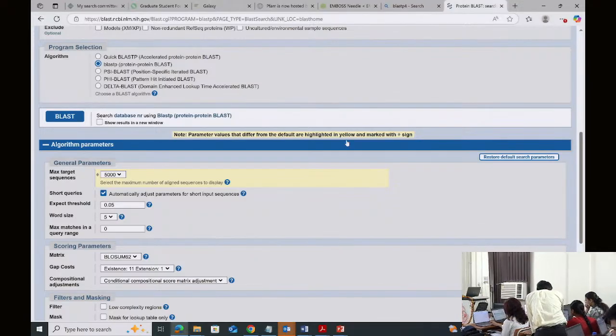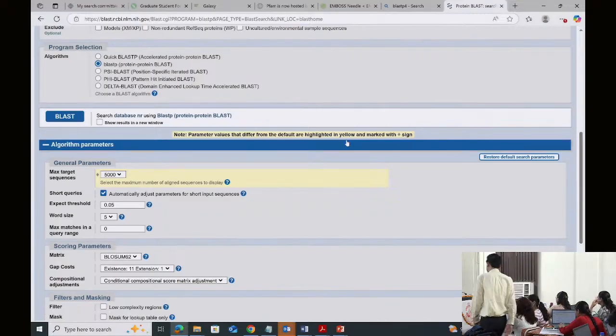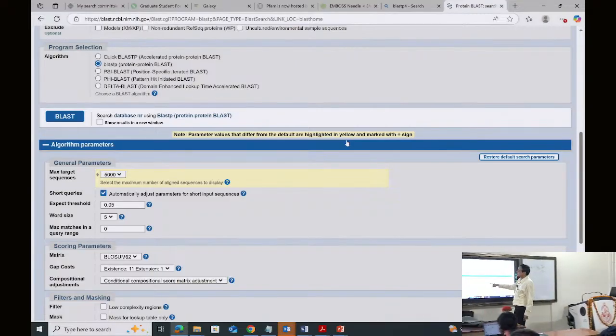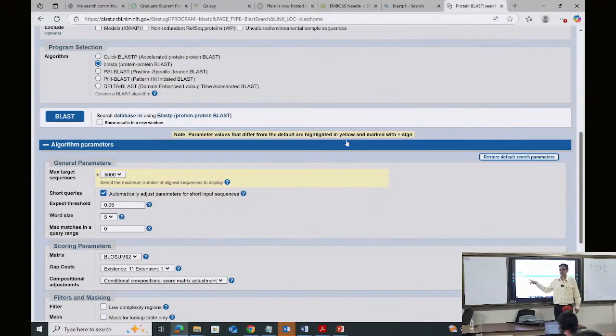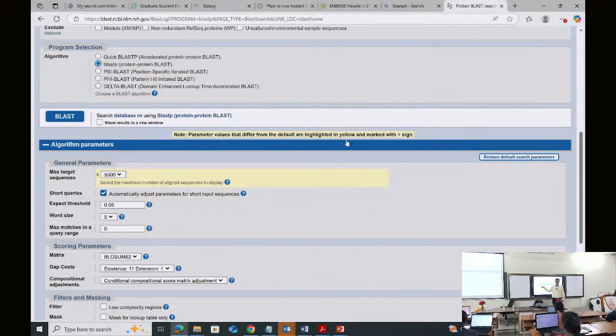So to increase the number of hits, you have to go to algorithm, go up, edit search, and then go to algorithm parameters. Go down, algorithm parameters, change it to maximum. Maximum target sequences is 100, change it to 5,000. Okay, this is the maximum. Default is 100, and then do BLAST.